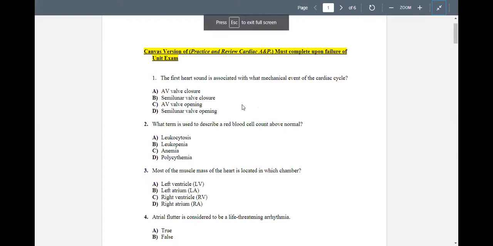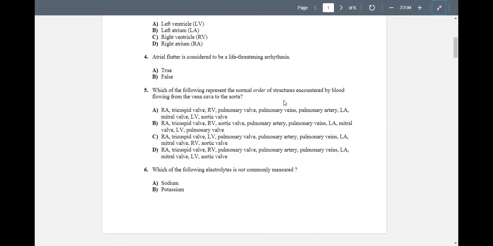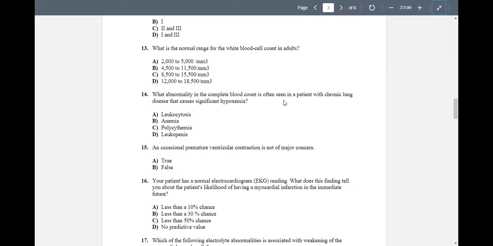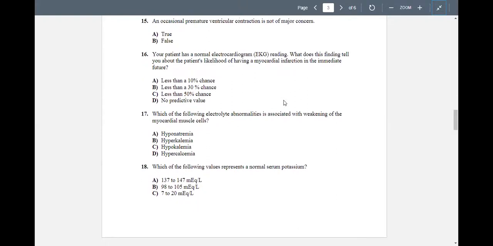So, for example, the questions: the first heart sound is associated with what mechanical event in the cardiac cycle. Some of these questions you might not have heard in the lecture. They're really a little bit deeper than the lecture and the basic reading. You've got to go deeper into the book to find these answers. That's why it's a practice and review. So they're different numbers, guys. Some of them are like 30, some of them might be 40, but they're questions, okay? Sometimes I go over some of these before tests just to see how deeply we're learning, right?